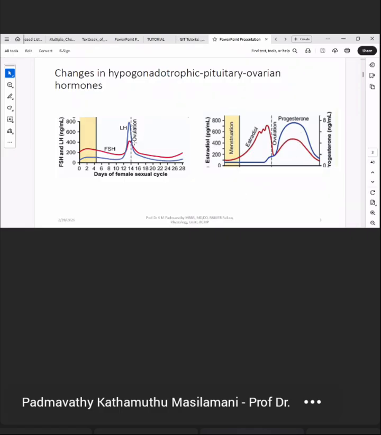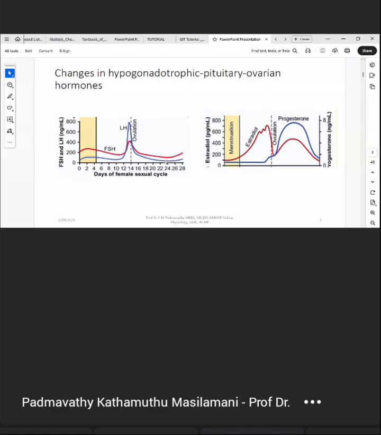So what happens in the initial phase? FSH and LH will increase. Then there is a pre-ovulatory surge in FSH and LH. But after ovulation, which corresponds to the secretory phase of the endometrial cycle, FSH and LH will fall. Okay, that means the gonadotropins are FSH and LH.